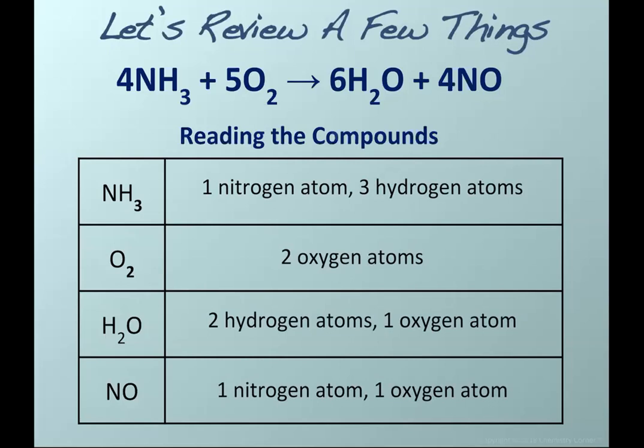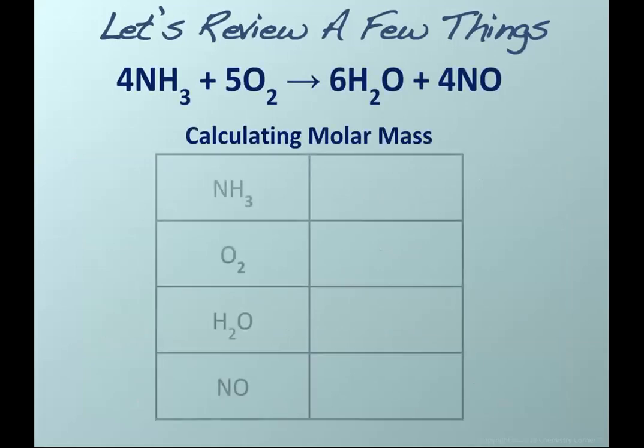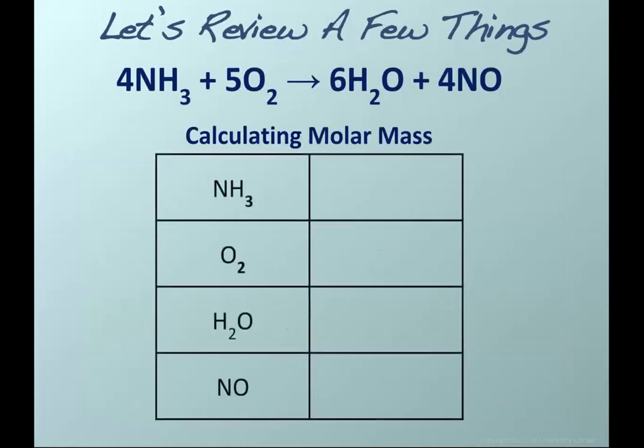And now the next section, we're going to actually calculate the molar mass of these. How do you calculate molar mass? What do you use to find the molar mass? You use your periodic table. So for NH3, you're going to look on your periodic table and see that N is 14.01 and H is 1.01, and you're going to add together 1 N and 3 H's, and you're going to get 17.04 grams per mole. It's from the periodic table. That's where you're getting that.